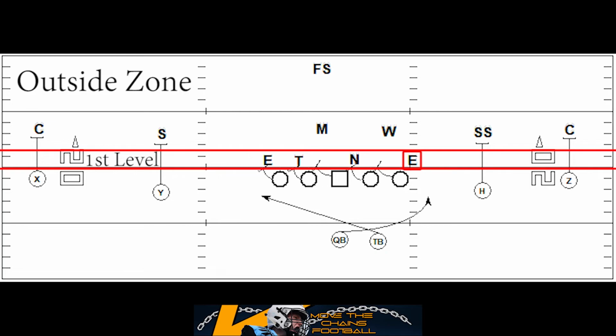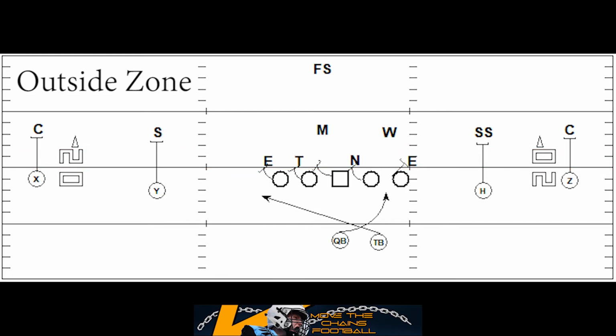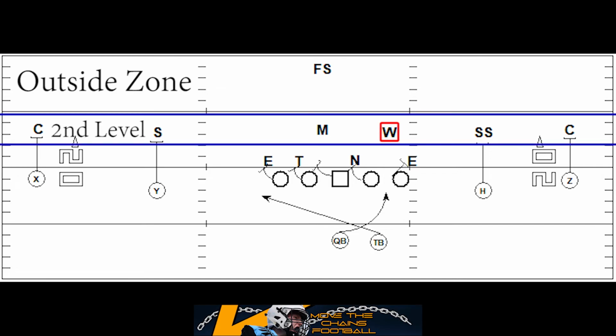However, if we want to make it a second level read, then the backside offensive tackle will lock onto and block the backside defensive end, which allows the read man to become the backside inside linebacker, and therefore we can make the read on the second level of the defense.